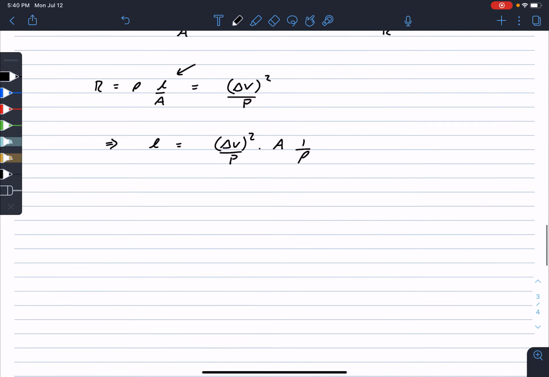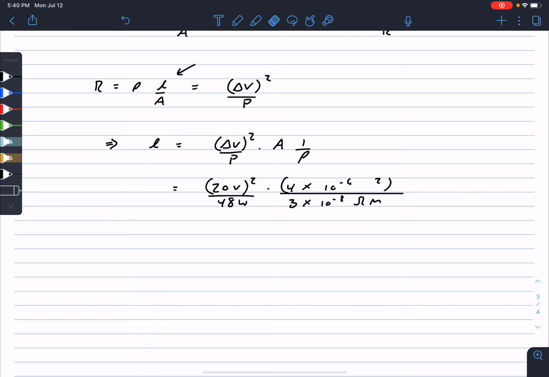Right? And so if we plug the values we're given in, 48 watts times the cross-sectional area was 4 times 10 to the negative 6 meters squared. And then we also have, what was it? The resistivity is 3 times 10 to the negative 8 ohm meters. This is going to give us a value of 1,111.111 meters, or approximately 1.1 kilometers. That's the length of the wire, which is pretty long, actually.